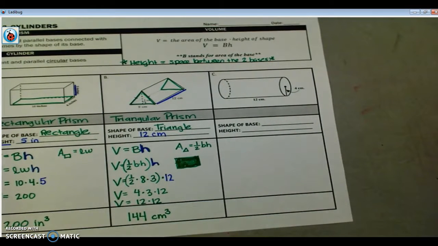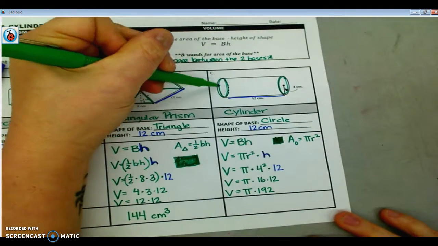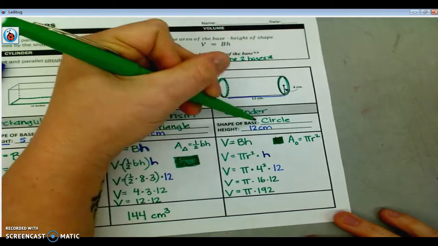If you'd like to at this time, go ahead and pause the video and see if you can do the next one on your own. All right. Hopefully you identify the shape as a cylinder. It is turned on its side, but again, looking for the parallel bases, they are circles.